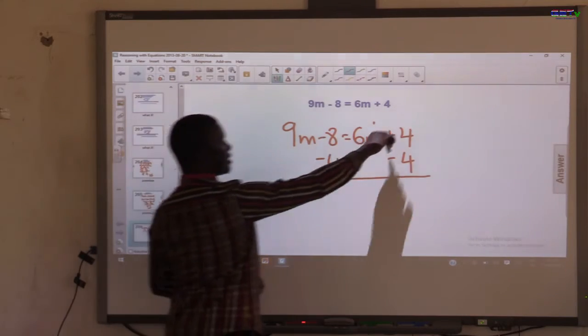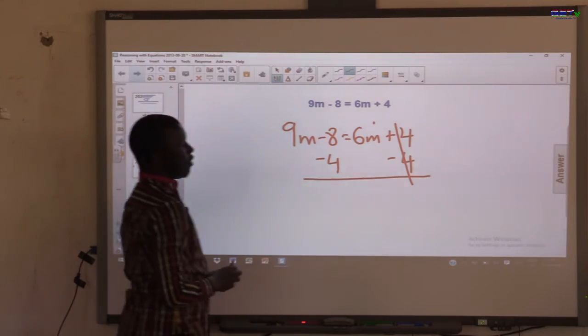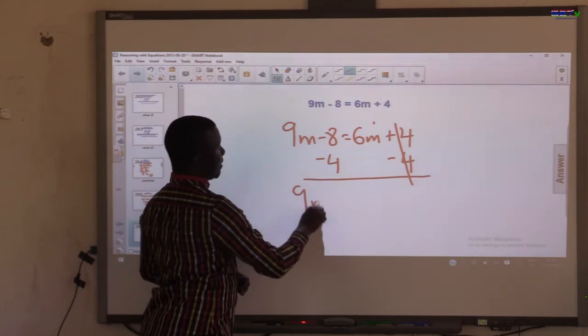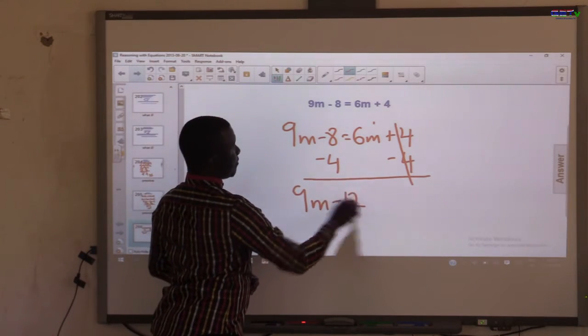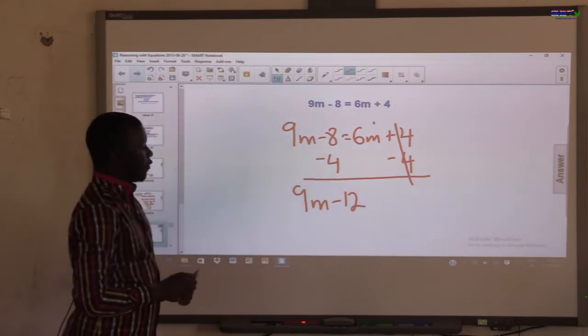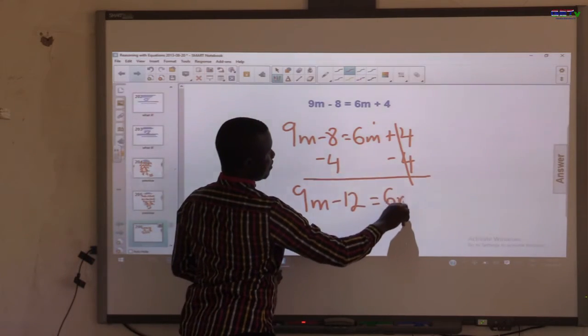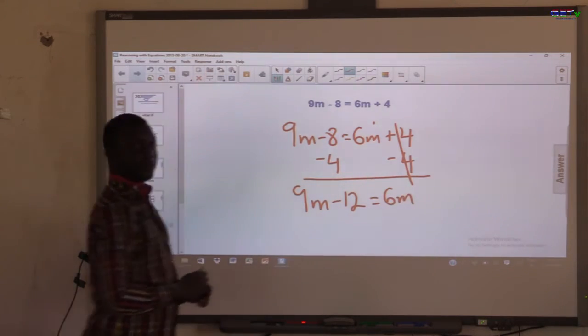Okay? We cancel out plus 4 minus 4, which is 0. And we have 9m minus 8 minus 4 is negative 12, which is equal to 6m.